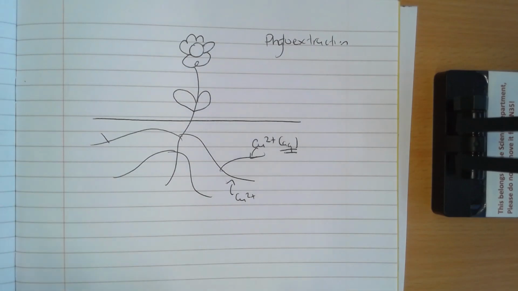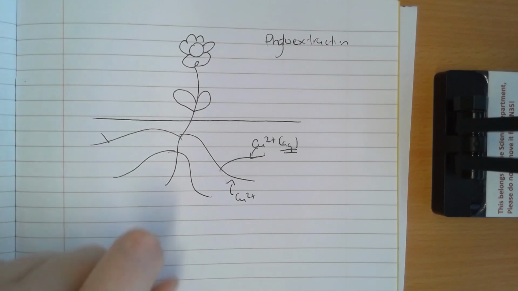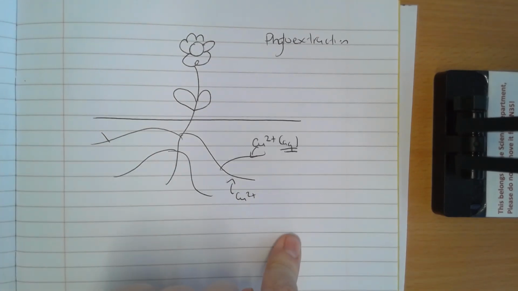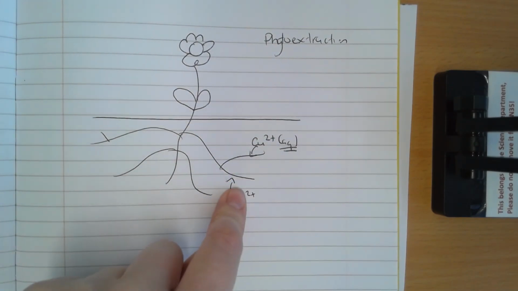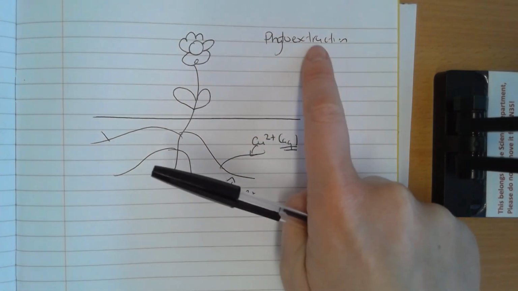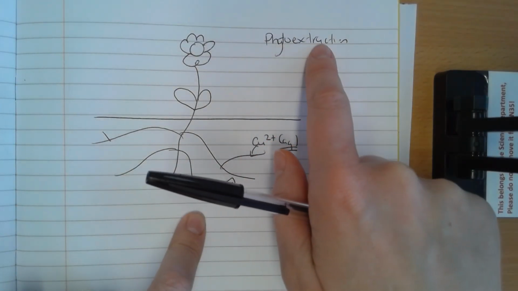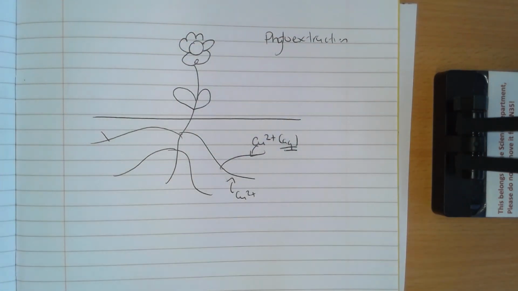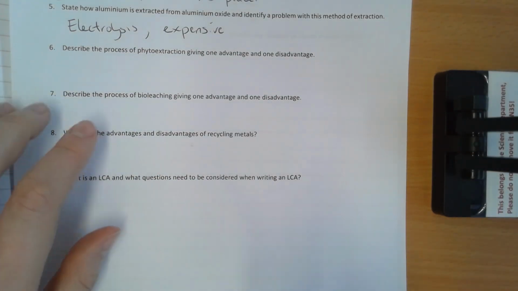And the plants absorb all the metals into the roots, and then what you do is you pull up the plants, including the roots, you burn the plants, and then from the ashes you get pieces of metal. So this is another way of extracting metals from the ground, okay, and it's called phytoextraction, and it uses plants. Now the next question you're asked to describe the process. All right, so we'll do that together.